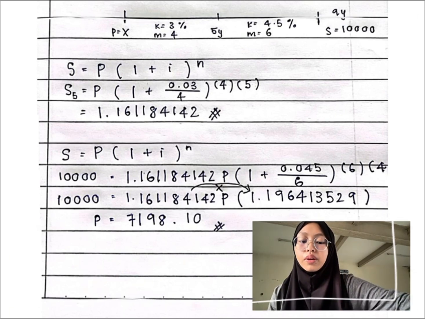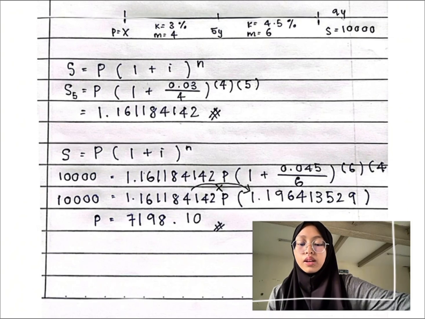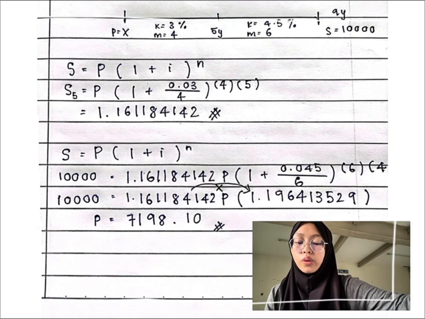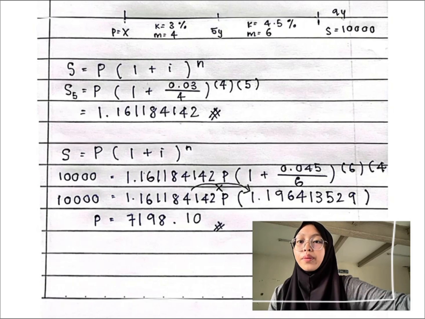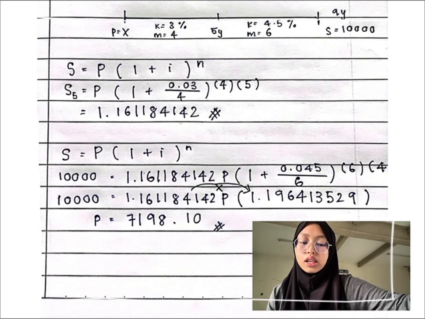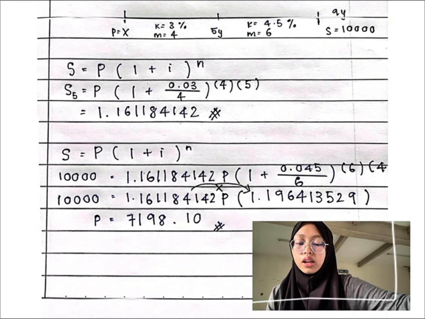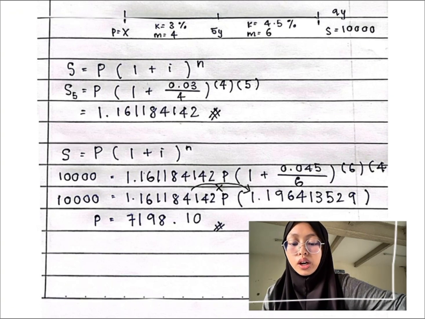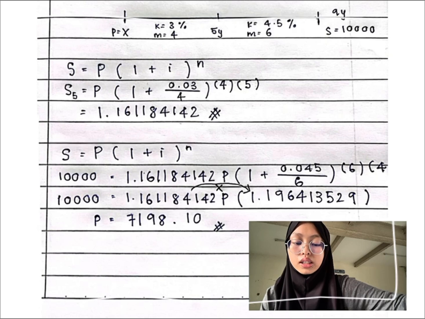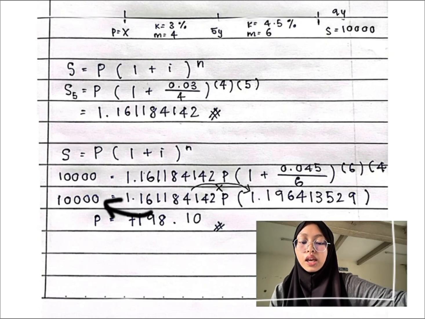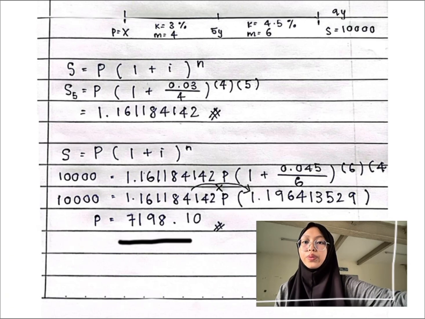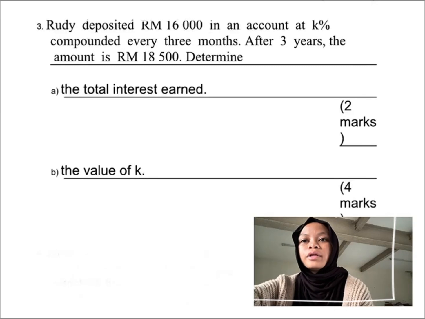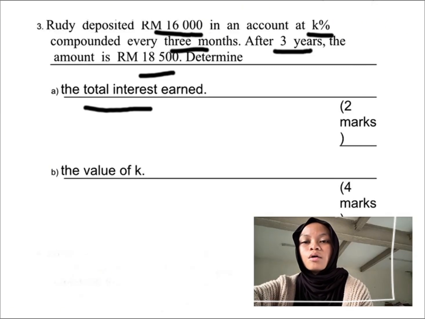First, we need to calculate the number in the bracket. Next, write down again, 10,000 equals 1.161184142 P, bracket, the answer that we calculated, 1.19641359, bracket. And next step, we multiply 1.161184142 times 1.19641359, and we divide 10,000 by that answer to get P. And the answer of P is 7198.10.